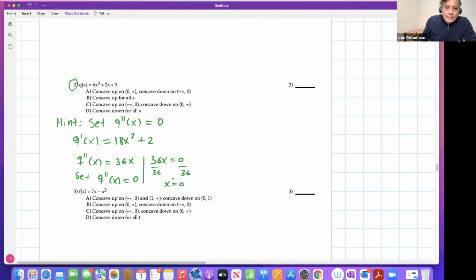Believe it or not, guys, this is the special point. This is the critical point of the derivative function, right? And that's the one that we have to set on the number line.